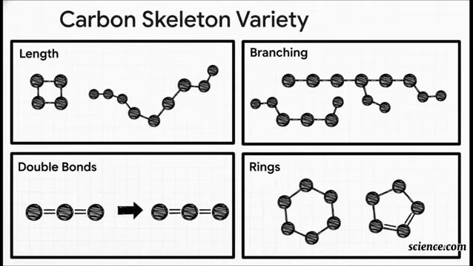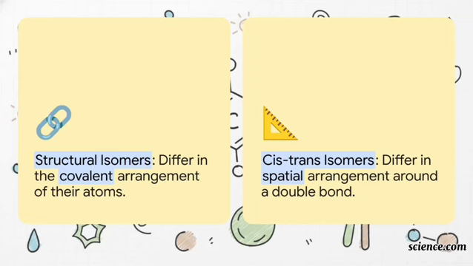It's like a massive chemical library with endless possibilities. This incredible variety leads to something called isomers. These are molecules with the exact same chemical formula, but different structures. Think of it like a set of Legos. You have the same number and color of bricks, but you can build them in different ways.